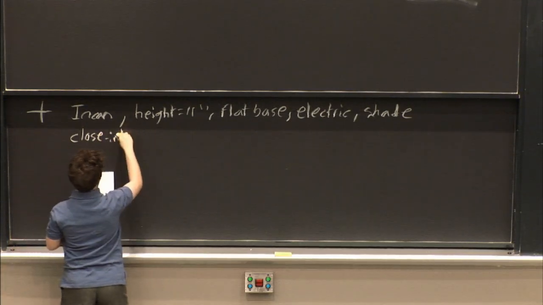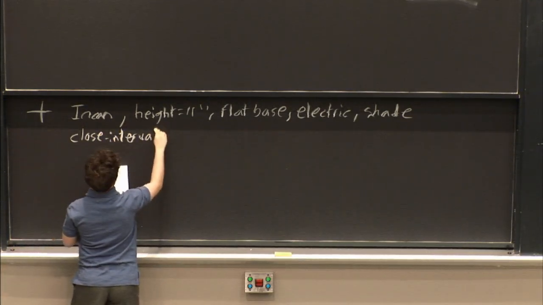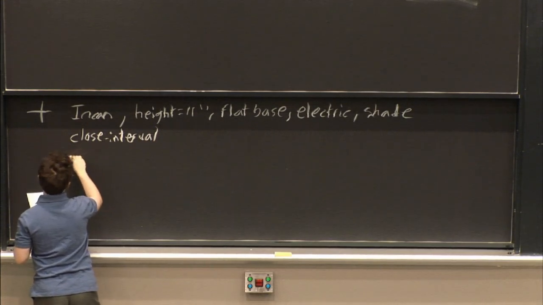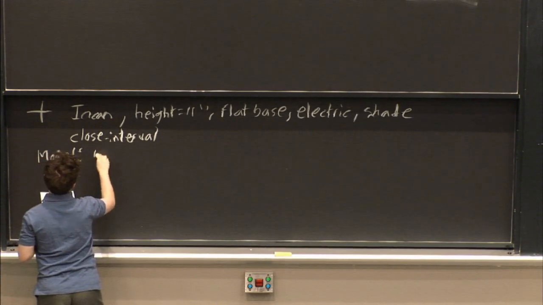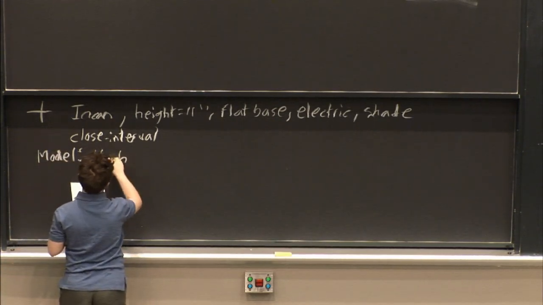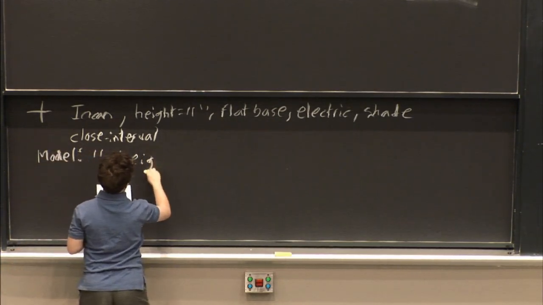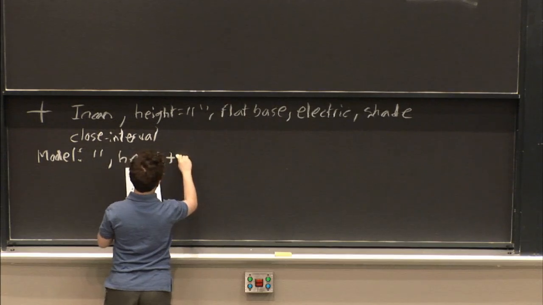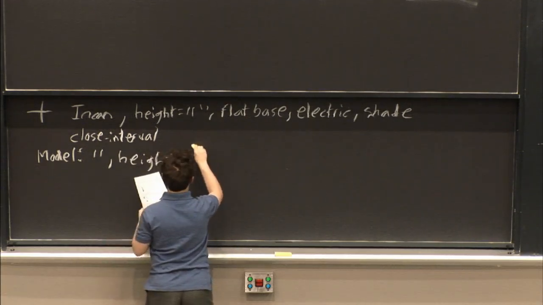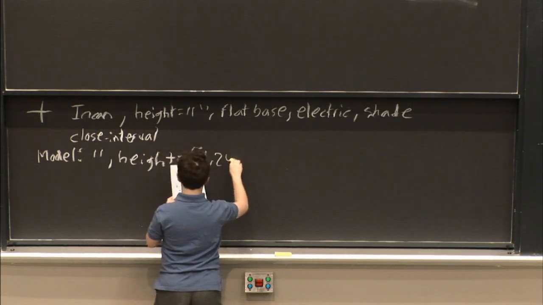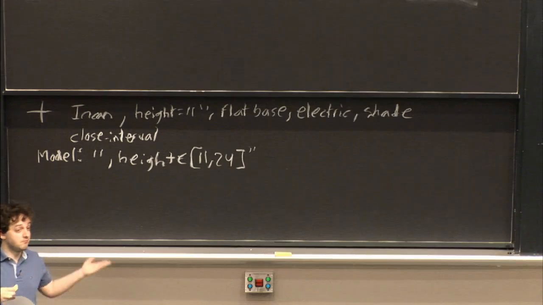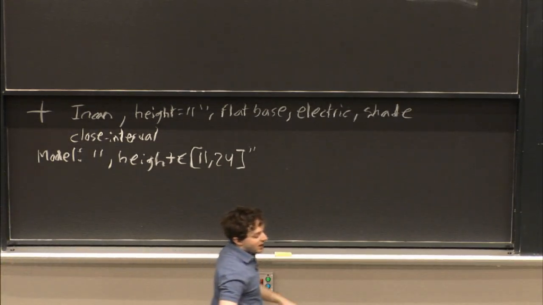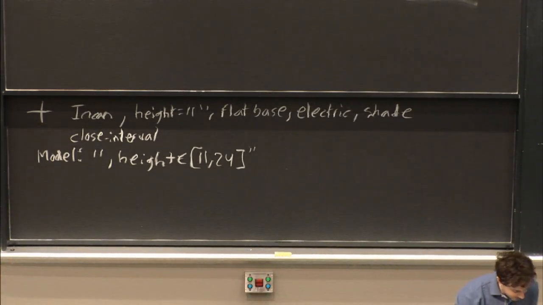Close interval. And I say that our model is same as before, except for that height is an element of 11 to 24. All right? Simple enough. I picked the easy one for myself. Next one.